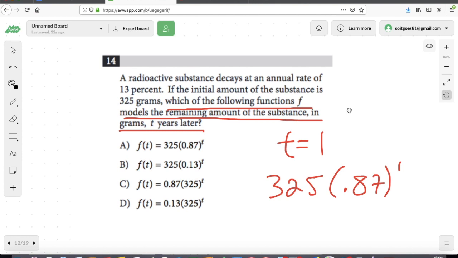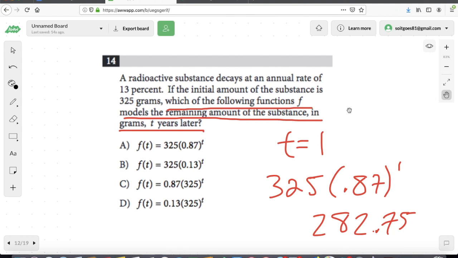Go punch it into the calculator. Tell me what you get. 282.75. There you go. Beautiful. That sounds good, right? Now, again, this is a non-calculator section question. You need to be able to look at this and estimate. 325 times something just a little bit less than 1 is going to be just a little bit less than 325, not a ton less. Does that make sense? Yes. You should be able to estimate that.